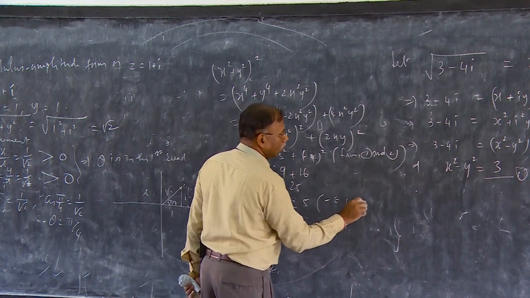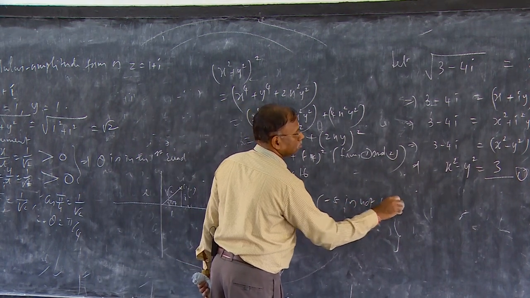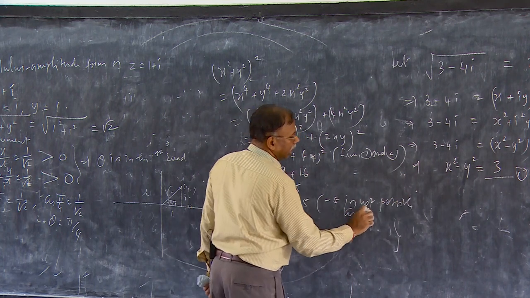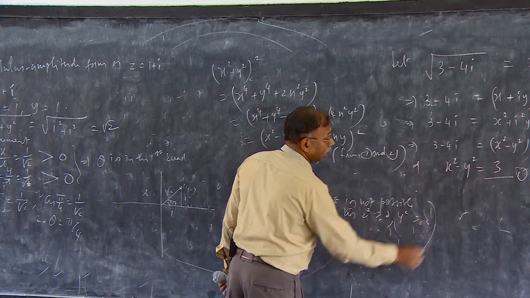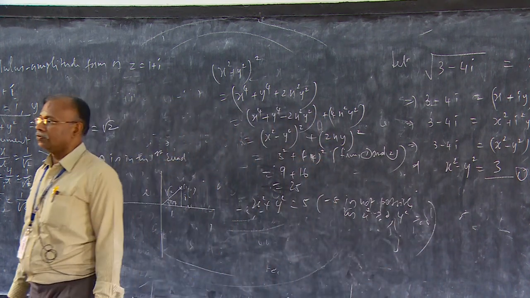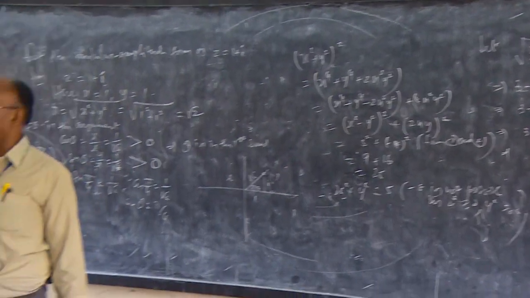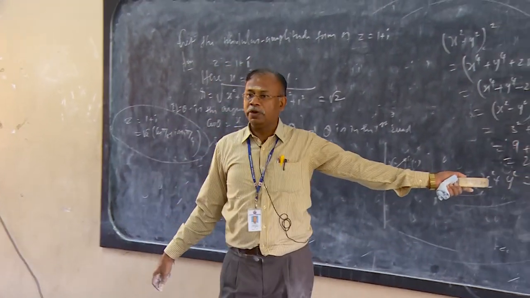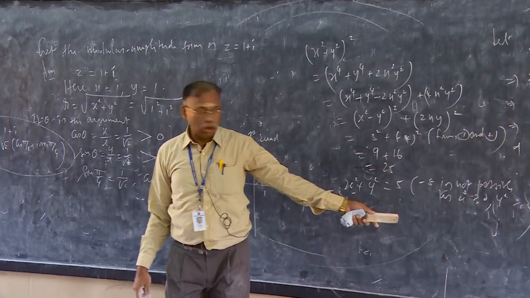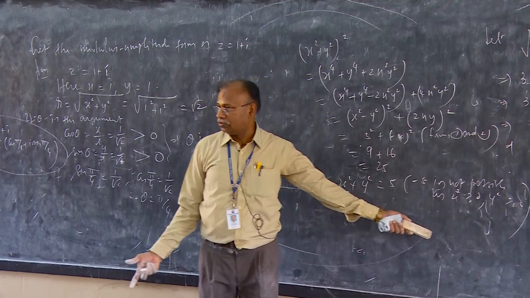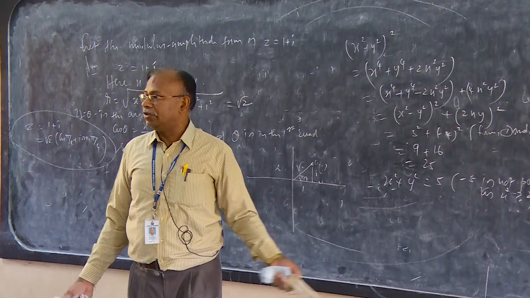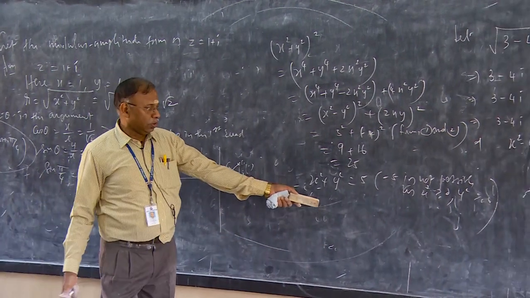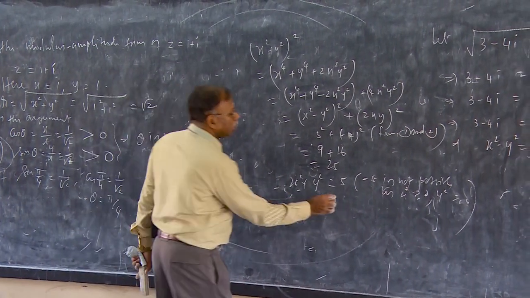Minus 5 is not possible, as x² is greater than or equal to 0 and y² is greater than or equal to 0. x, y are real numbers. Square of any real number can never be negative. Sum of two non-negative values will always be positive, or if both are 0, the sum will be 0. If even one is non-zero, the sum will definitely be greater than 0. Therefore, minus 5 is not allowed.